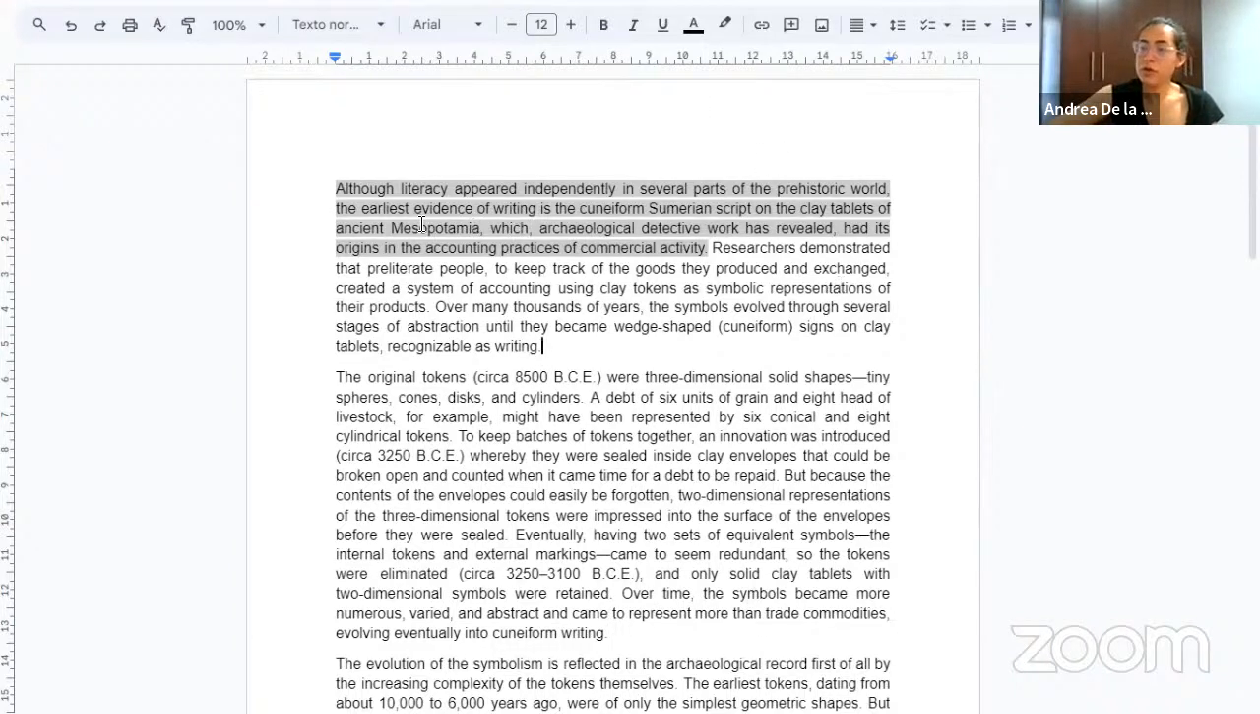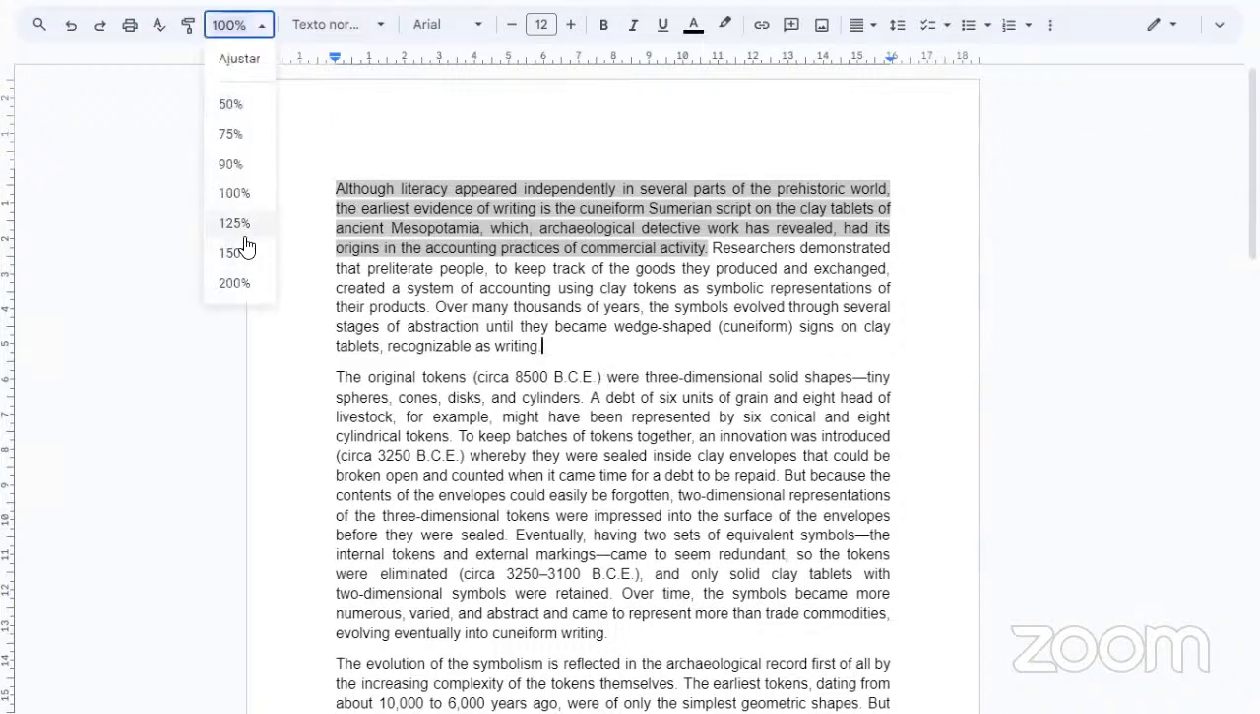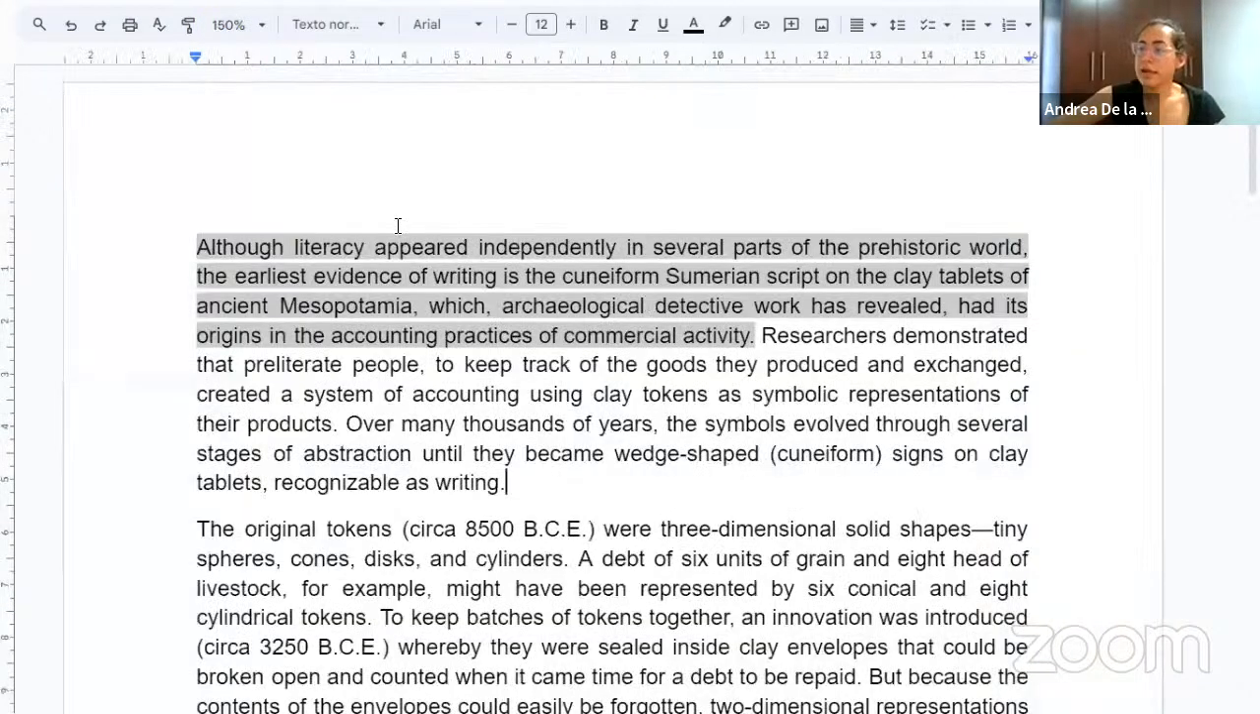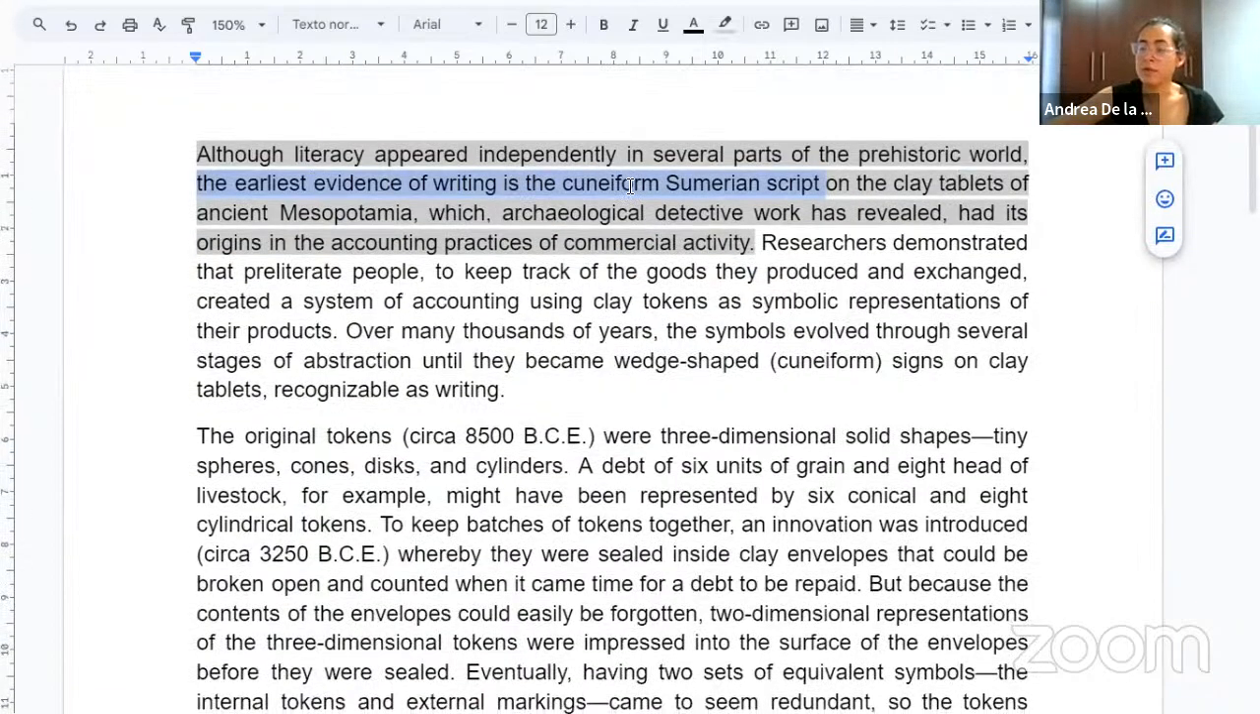It's usually going to be found in the beginning, right? So what is it? I think it's the highlighted sentence. Exactly. It's the highlighted sentence. It says, although literacy appeared independently in different parts of the world, the earliest evidence of writing is the cuneiform Sumerian script. That is the main idea. The earliest evidence of writing, what it is, and then they explain, right? Who used this script, what it was used for, whatever.